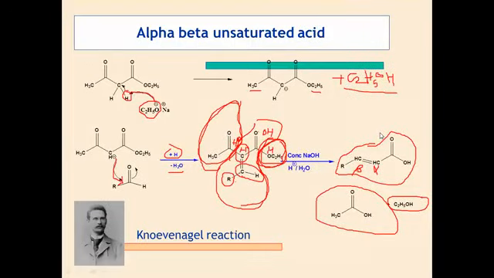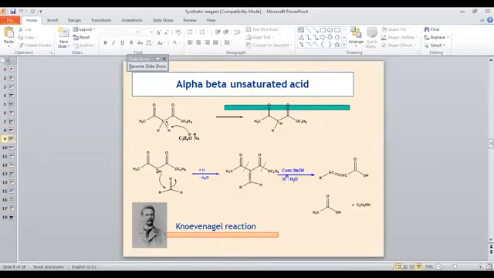Now that is the Knoevenagel reaction. This is the scientist who discovered the name of that reaction. I have already told you the name of that reaction is Knoevenagel, and this is the condensation. Now that is the Knoevenagel condensation. Now we want to take the next one, which is the synthesis of an alkyl ketone. Synthesis of an alkyl ketone. Now we want to synthesize an alkyl ketone.